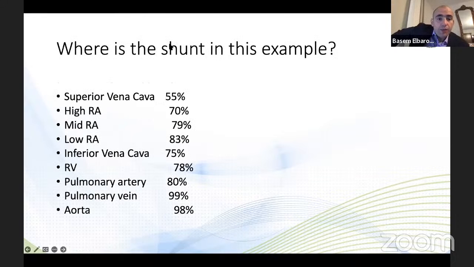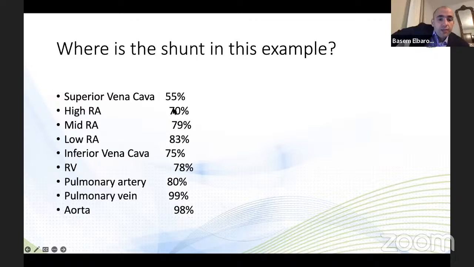And this is an example of a shunt run. So the superior vena cava is measured at 55%. That's the oxygen saturation in the superior vena cava. And the inferior vena cava at 75%. So it's 55-75. But notice in the right atrium, there's a sudden increase in the oxygen saturation.